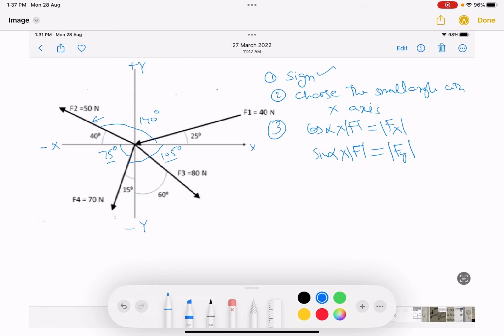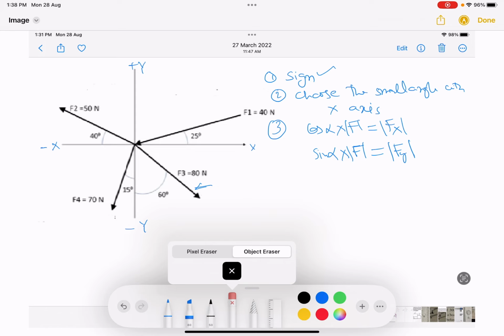So let's apply these three rules and resolve the force in x and y direction. Let us consider force F3. I'm just removing all these things, clearing the earlier marks. Okay, so I'm considering now this force F3. We want to find out the resolution of F3 along x, right? And then we'll find out F3 along y.